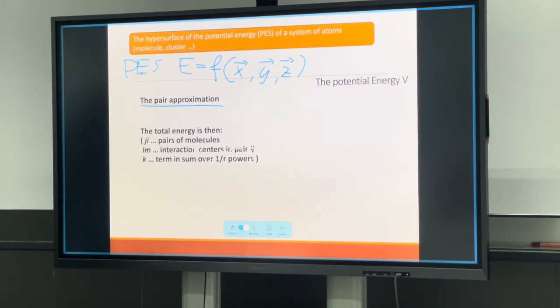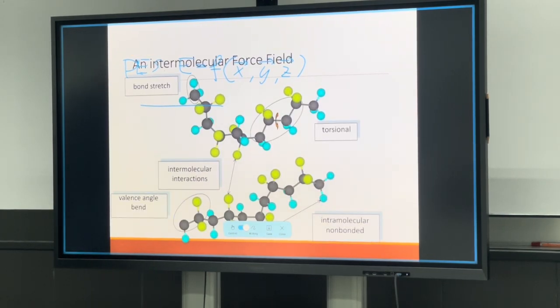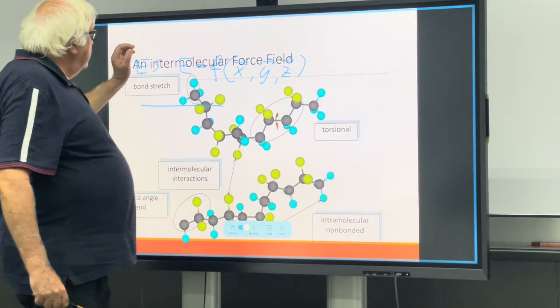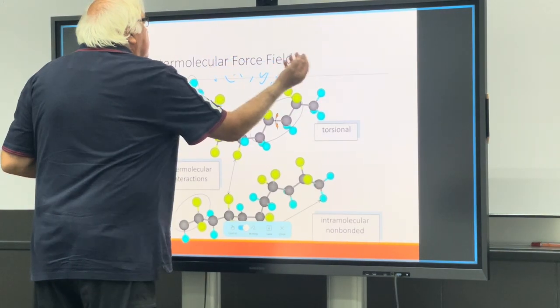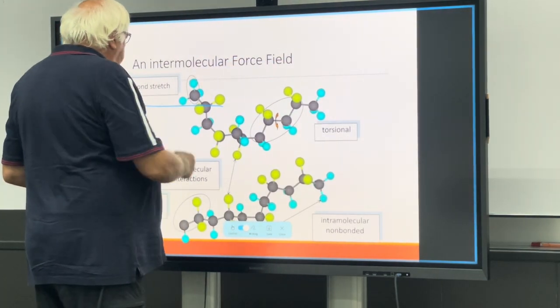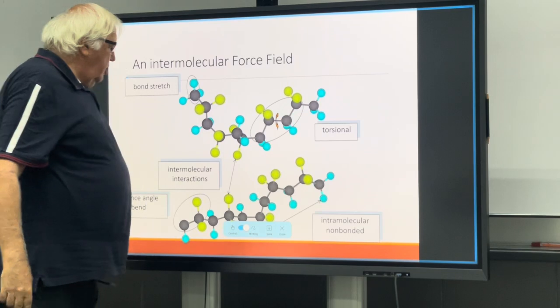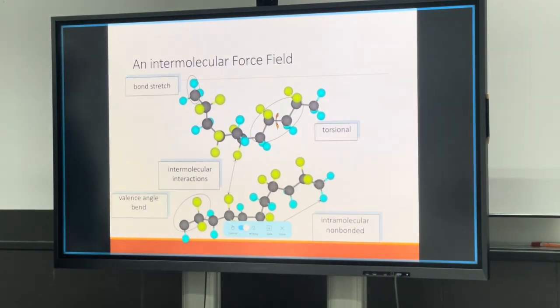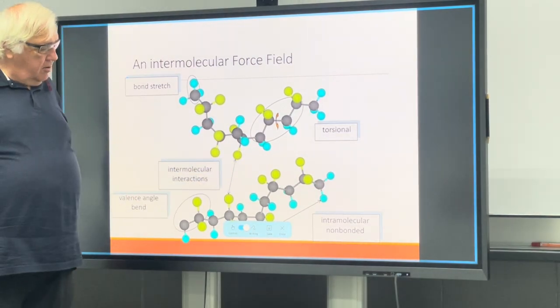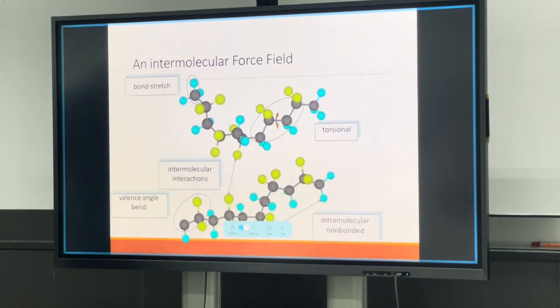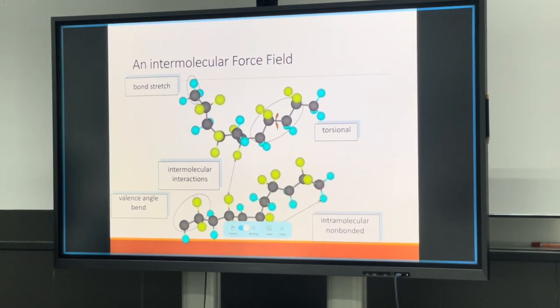And this whole thing is written down here as an example or as a sketch. So let's assume you have two molecules. They are just maybe organic molecules. And how can we express the potential energy of these two molecules?